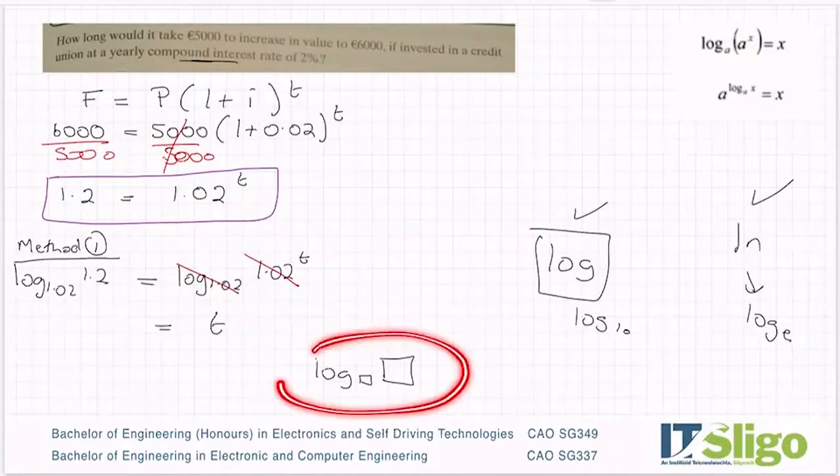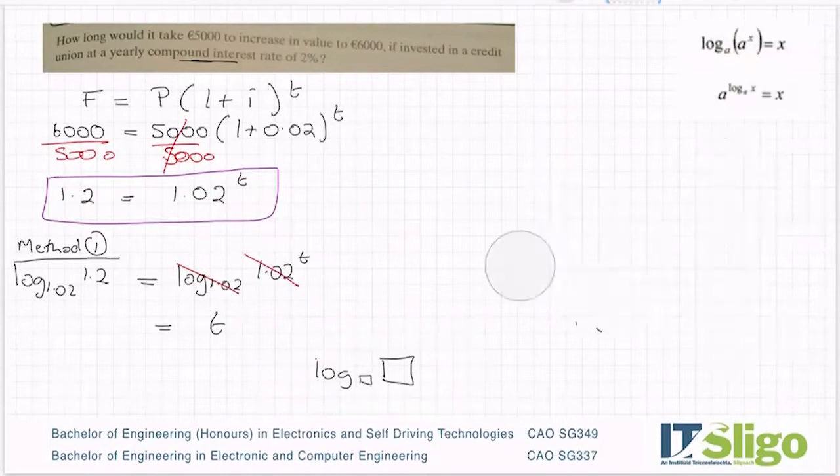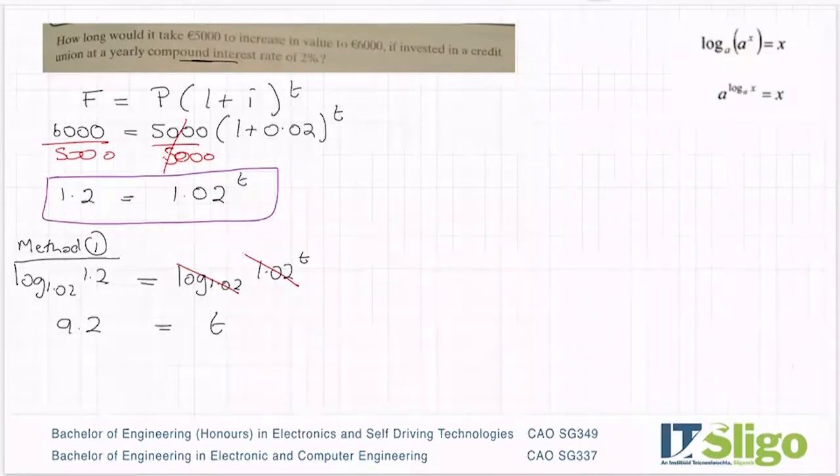But this one here allows me to put in any base number I want. So that's the one I'm going to use. So I'm going to hit that button, and I see the base is flashing. So 1.02 into that. Oh, sorry, I hit the wrong button. Log to the base 1.02 of 1.2, and I got 9.2 for t for that one. So 9.2 years is the length it's going to take for 5,000 to increase to 6,000 at a rate of 2% compound interest.